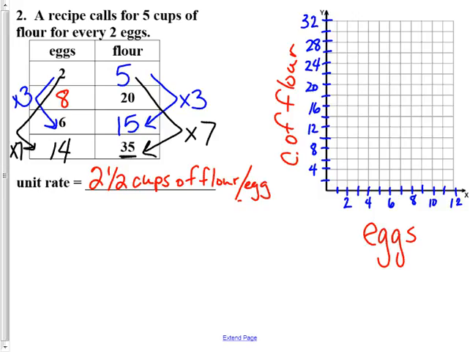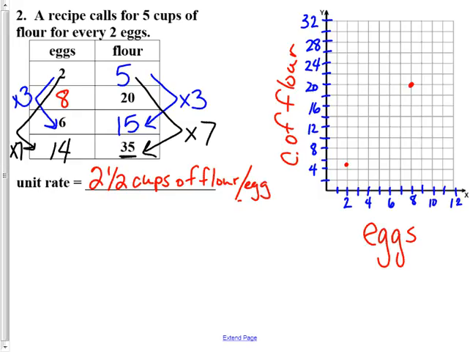The only step left now is the graphing. So when we go to graph this, for 2 eggs, we need 5 cups of flour. So we go to 2 eggs and 5 cups of flour. Well, now 5 cups of flour is not going to be here at 4, and it's not going to be here at 6. It's going to be halfway in between those. So it's going to be right about here. Then I have 8 eggs and 20 cups of flour. So 8 eggs on the x-axis and go to 20 cups of flour on the y-axis. Is going to put us right about there.